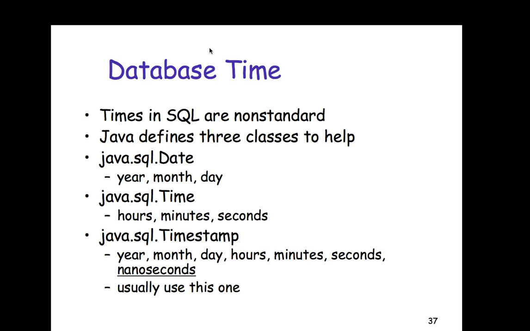Database time. Times in SQL are non-standard, so Java defines three classes to help. We have the Java SQL date and SQL time, because as we've seen in a lot of database applications, the format of the particular columns is very unique, different than dates and times that we store outside in programming languages. In terms of the data types, everything is in SQL, which is kind of nice. It works for Java, it works for MySQL, it works for any database. It's going to be more database-related data types that are stored in there.